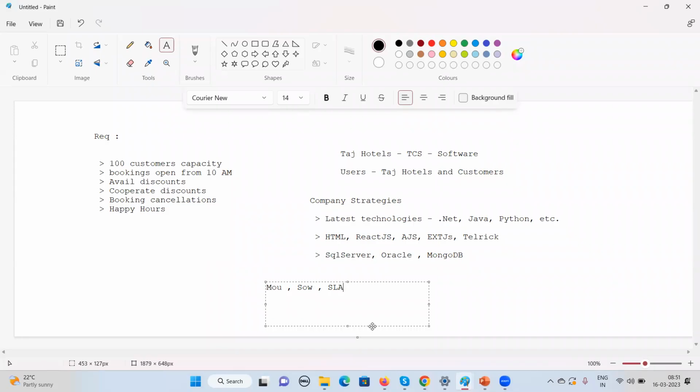Now, we have some set of requirements, and we need to consider our company strategies, whether we are able to fulfill the requirements along with the other company strategies. If we are aligned with them, then we can go ahead with that. Otherwise, we can just deny those.